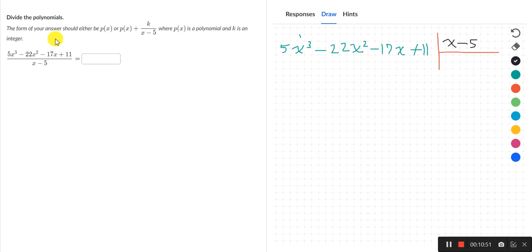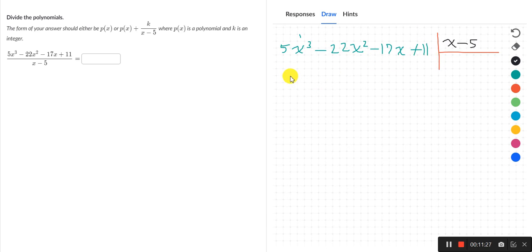Let's take a look at the last problem here. This is the same problem as the last one that we just did, but it's a little bit longer. It's a longer polynomial divided by a binomial, a polynomial that is comprised of two terms. It tells us the same thing, that the answer should be either p of x or p of x plus k over x minus 5, where p of x is a polynomial and k is an integer.